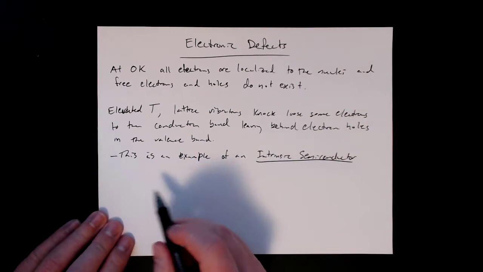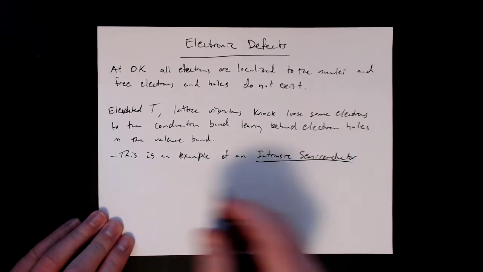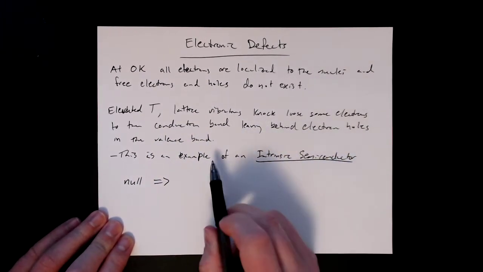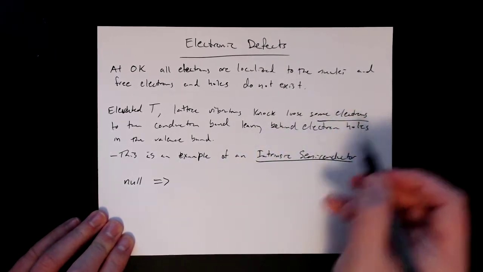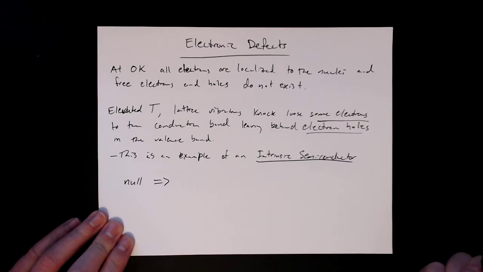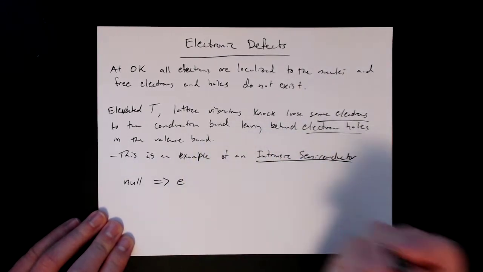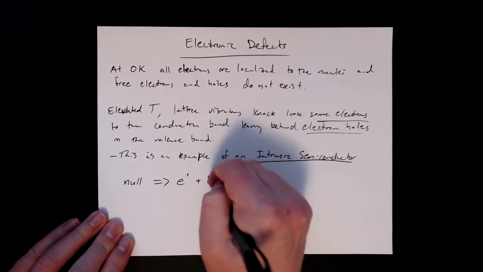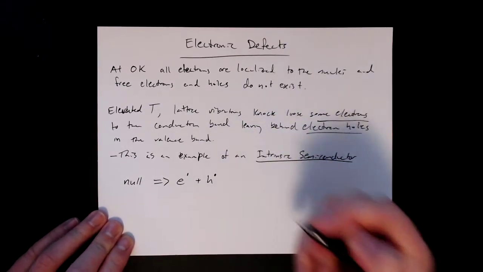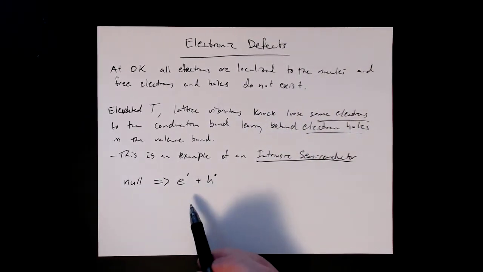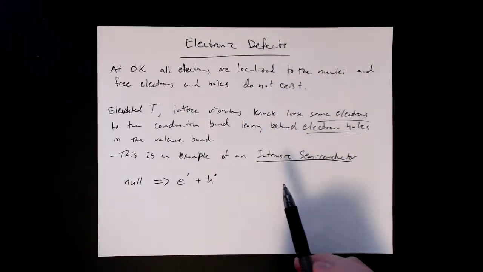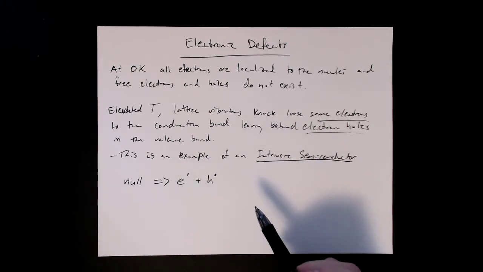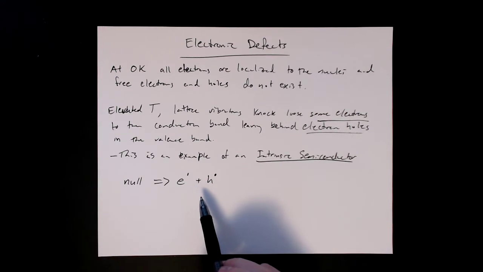And so the reaction for this intrinsic semiconductor can be written as null, or the perfect crystal, goes to, we're creating an electron in the conduction band and leaving behind electron holes. So we can write that as lowercase e, and then we use our charge, the dash for negative, plus a hole, which is lowercase h, and then a dot for the plus charge. So this is our reaction for an intrinsic electronic defect, or from an intrinsic semiconductor. This is what happens in a semiconductor when we create an electron hole pair.